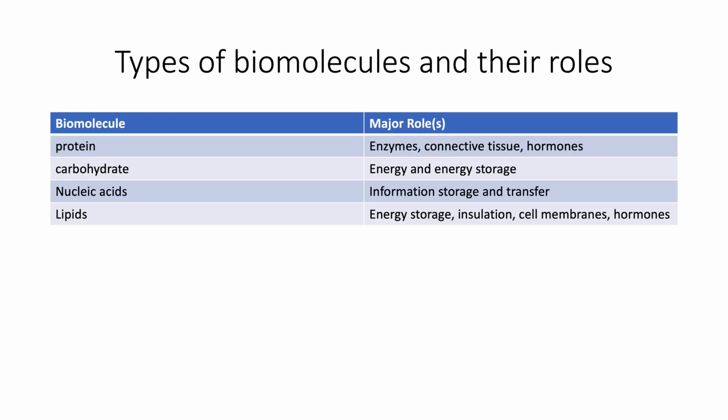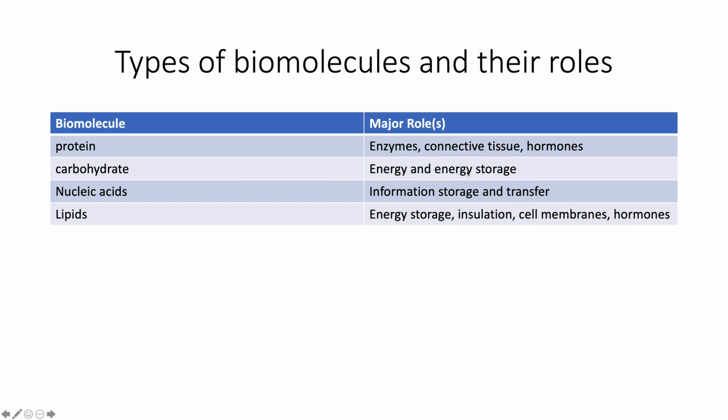All right, so there's 4 major types of biomolecules, and they are proteins, carbohydrates, nucleic acids, and lipids. And the major roles, this is something I definitely want you to know. Proteins: all the enzymes in your body, enzymes are biological catalysts, so they help reactions take place. They're connective tissue. A lot of hormones are made of proteins. So the enzymes that are involved in digestion of food, things like that.